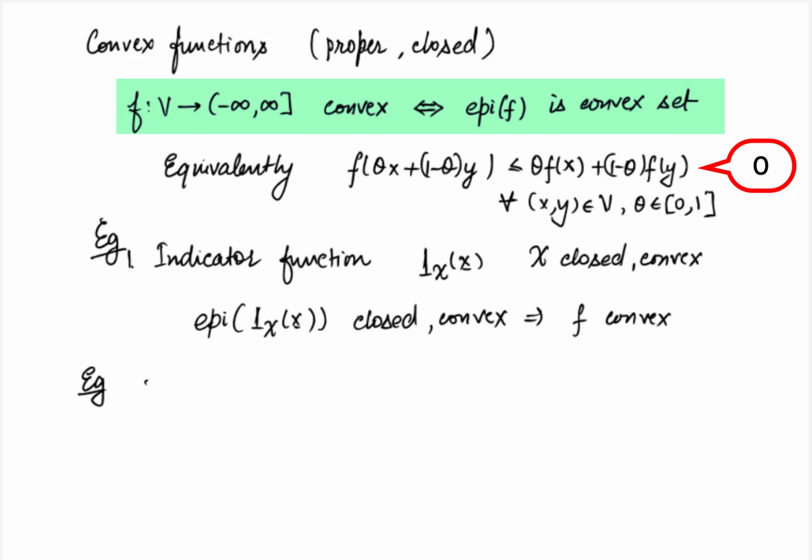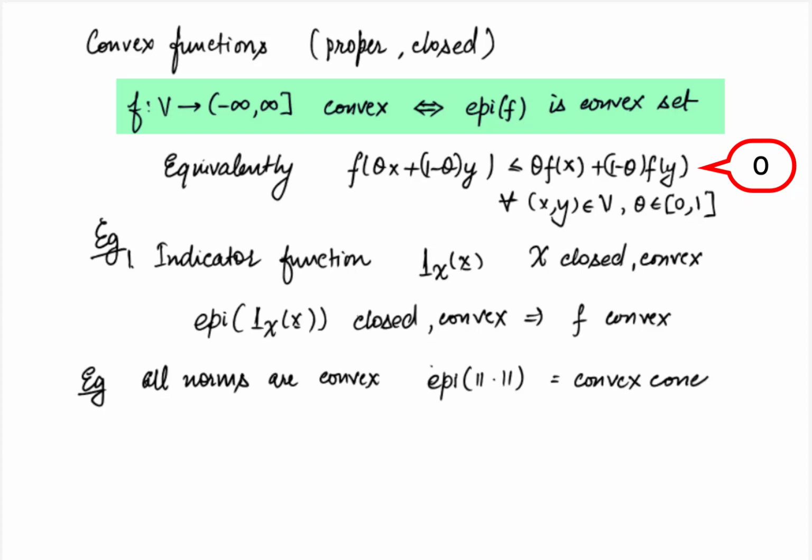Another example is the norm function. Again, recall that we have seen the epigraph of the norm function, which is the set of all x, t such that norm of x is less than or equal to t, which is essentially the definition of the norm cone. So the epigraph of the norm is the norm cone, and we have already seen that the norm cone is a closed and convex set. Hence we conclude that norm is a closed and convex function.